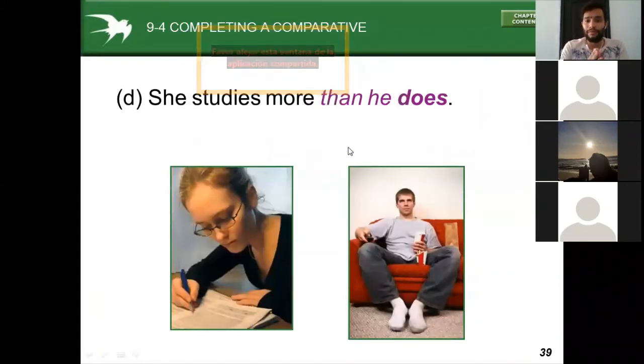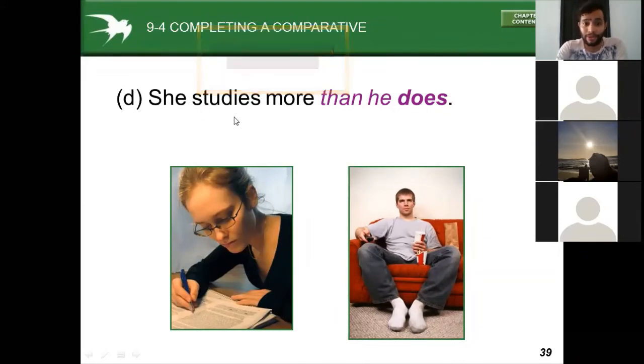Now, the other forms, the rest of the verbs that are not the verb be, that are not the modal verbs, that need the help of auxiliaries, the way to make it more formal is like this. Take a look at the two pictures. The girl is studying and the man is just wasting his time watching TV, right? So she studies more than he does. She studies more than he does.